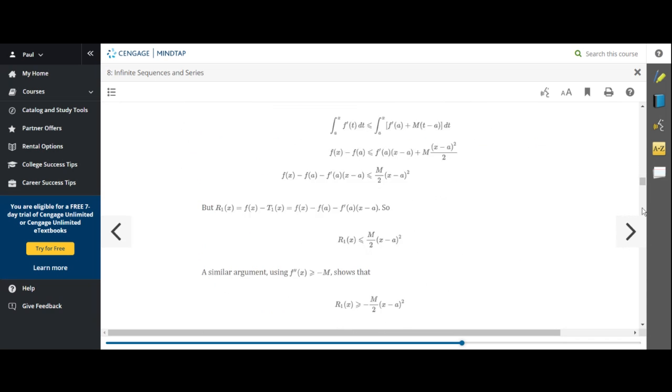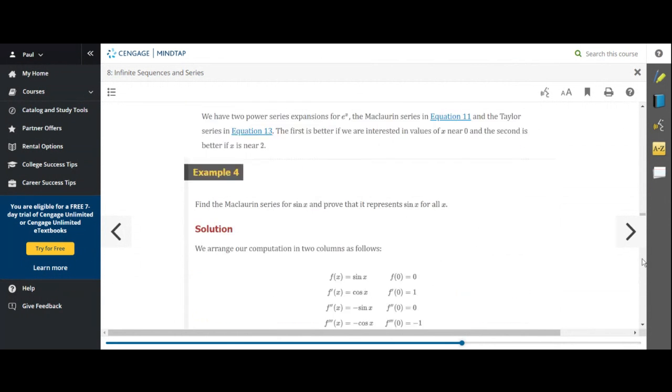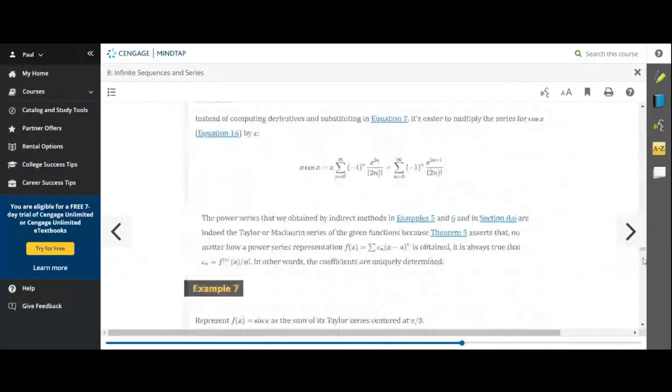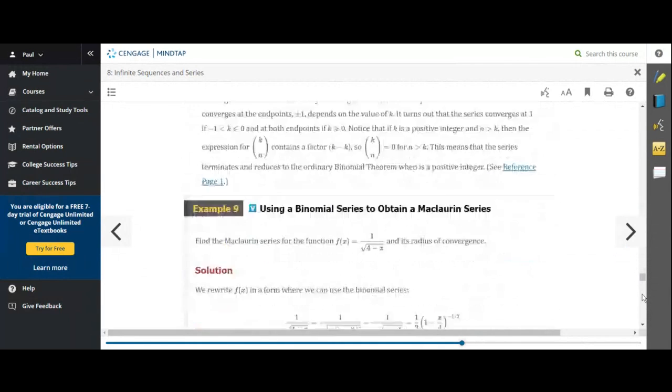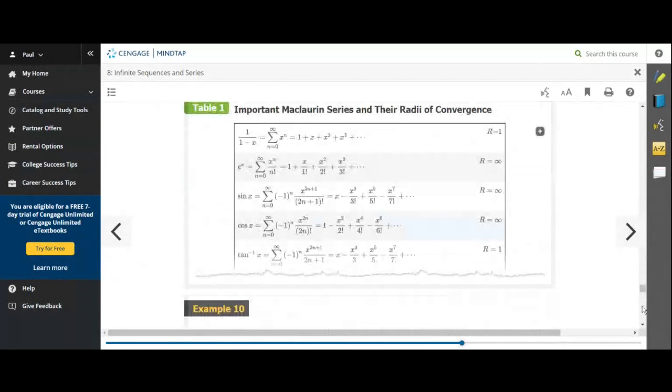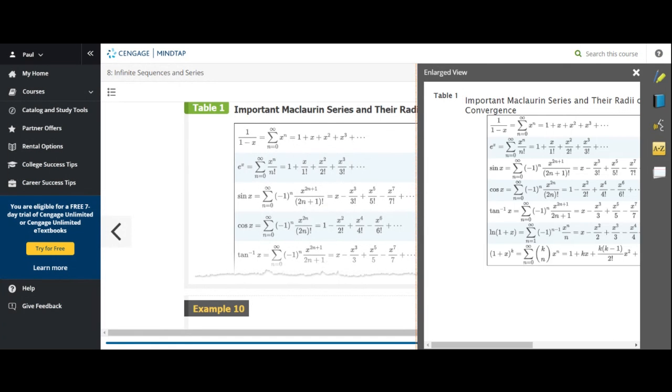Okay, well, let me bring something else to your attention here. We're not going to worry about the Taylor remainder formula until section 8.8. But in the textbook, there is a table. Here, I'll find it. Important Maclaurin series and their radii of convergence. Okay. I clicked on it so you can get an enlarged view. You just make sure that you're seeing everything well here.